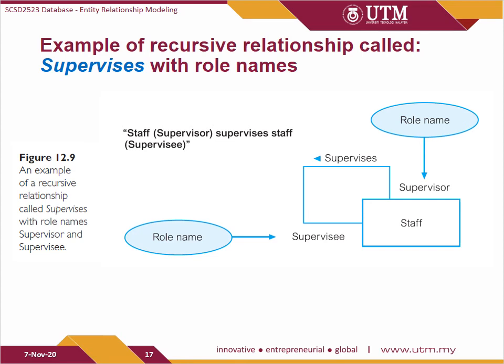If we take a look at the example of recursive relationship called supervises with role name supervisor and supervisee here. The staff entity type participates twice in the supervises relationship. The first participation as a supervisor and second participation as a member of staff who is supervised.